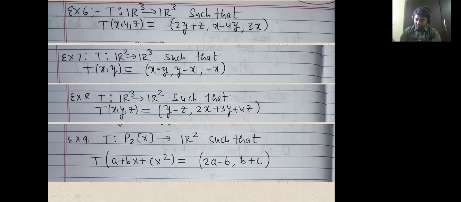rank of T, by our definition. Now you see, it is from polynomials to R2, right? So the elements here in the domain are polynomials. Polynomials we denote as f(x), g(x), h(x), likewise. So instead of capital X, we have to write f(x) for polynomials. So the rank of T will be the collection of T of f(x) such that f(x) belongs to P2(x).